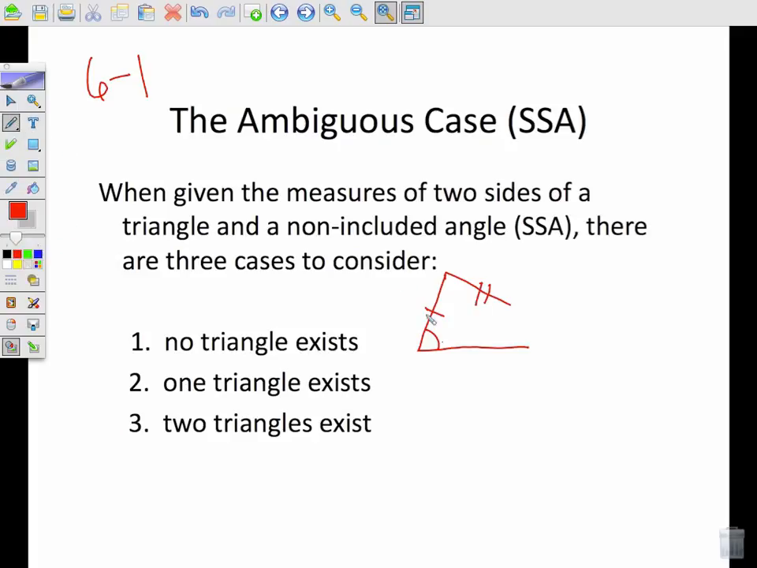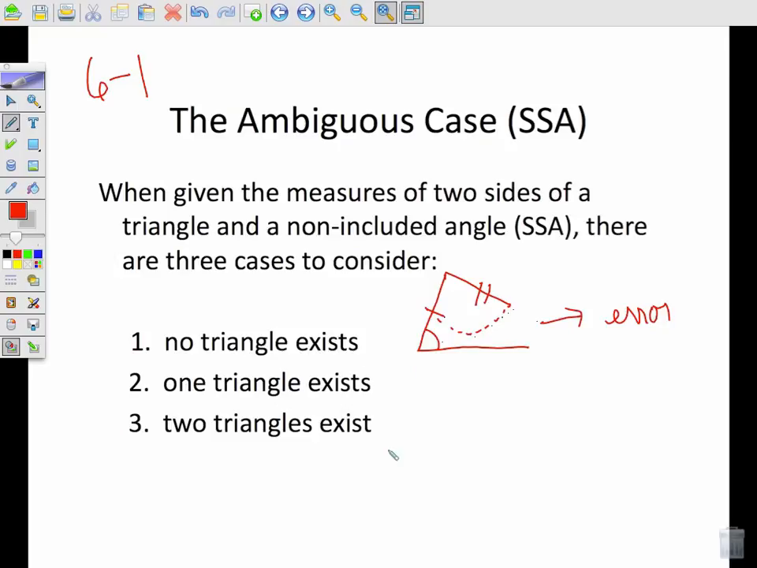So you've got two sides, one angle that's not included, and the side opposite the angle is just not quite long enough. In fact, if it rotated through here, it wouldn't be long enough to actually intersect the bottom of this triangle. So that would be no triangle. What happens is you would get an error in your calculator while performing the law of sines.